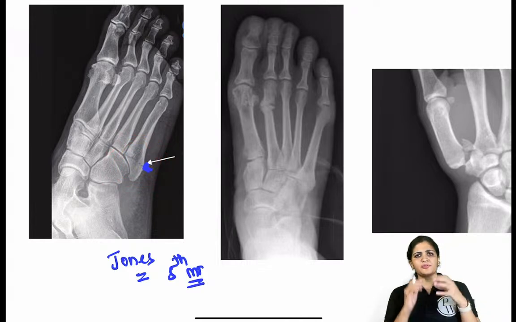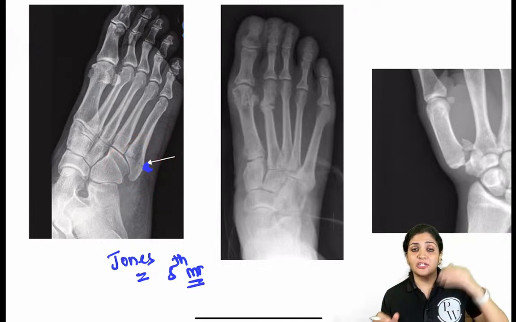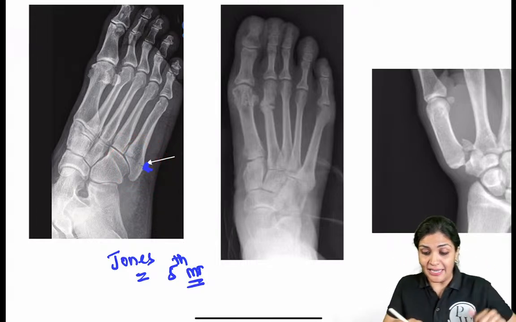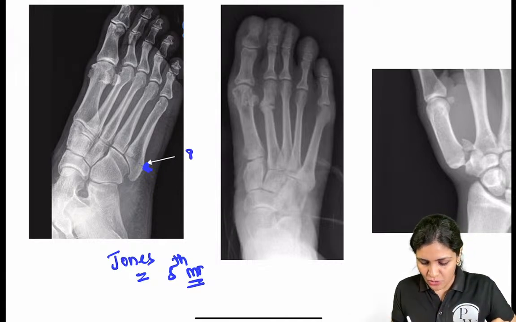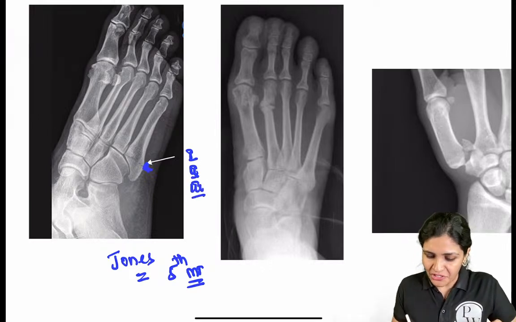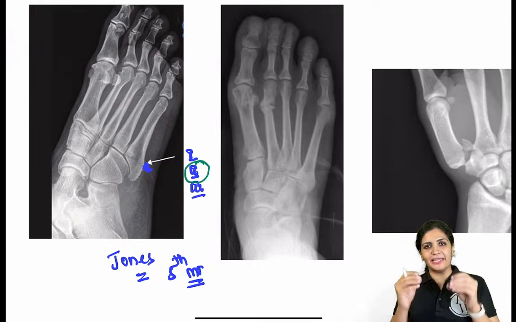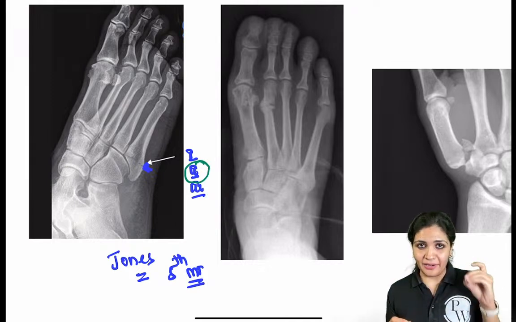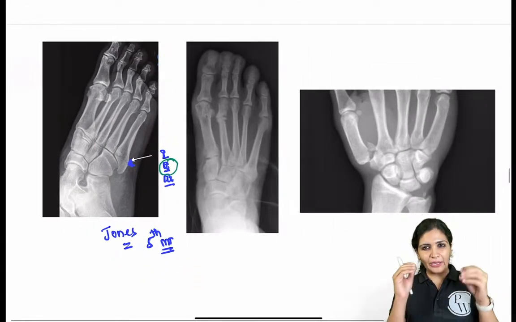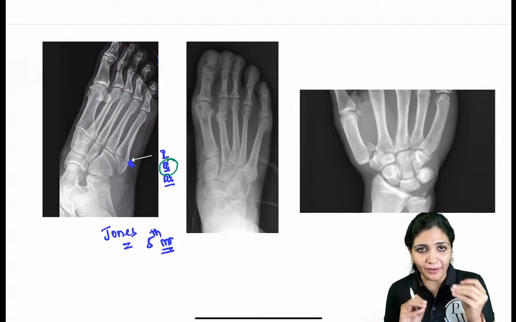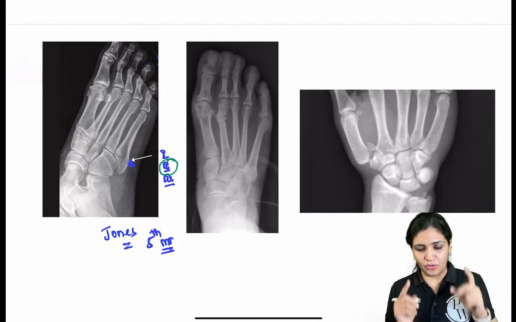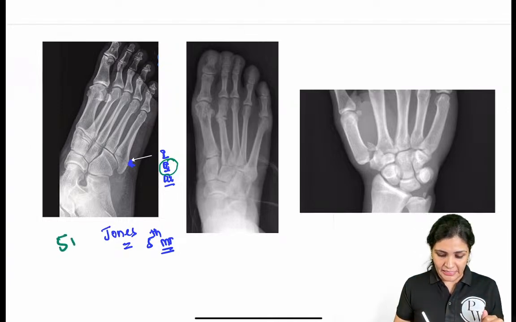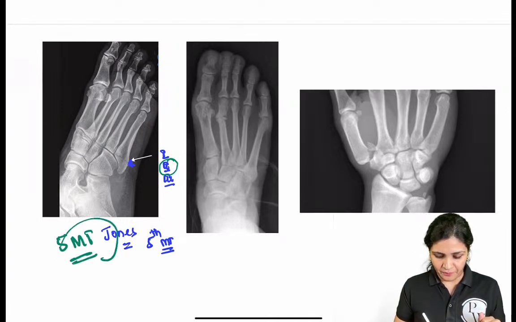So what is so specific about this Jones fracture? The specificity lies in the watershed nature of this area. It is divided into three zones: zone 1, zone 2 and zone 3. Zone 2 is called the watershed area, where the blood supply is limited, and this requires accurate reduction and internal fixation. This is specifically for the fifth metatarsal. So remember, the fifth metatarsal is your Jones fracture, right?